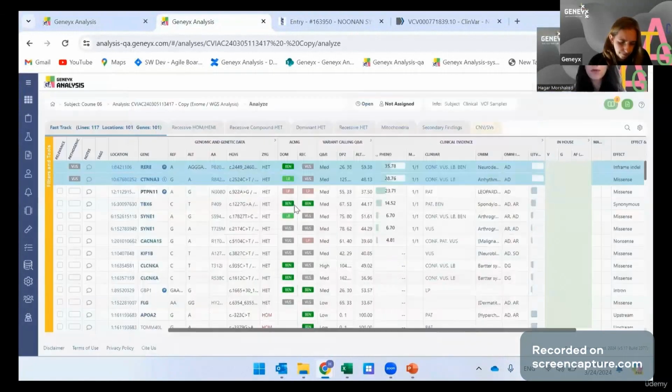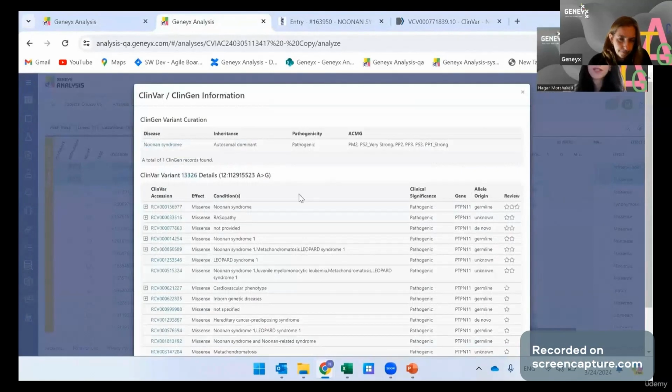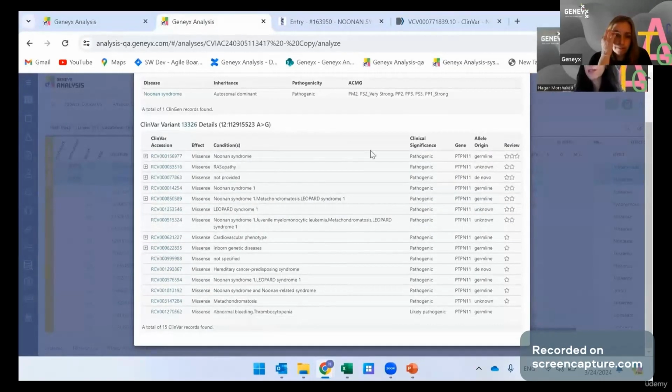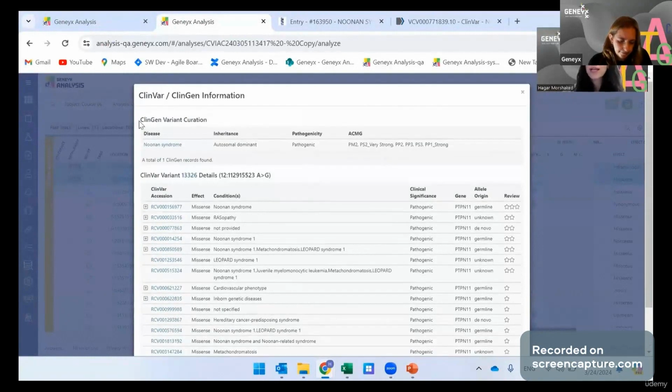What's even more important about this variant is that if I go to ClinVar, I would see that this is a pathogenic classified variant, actually with almost dozens of different submissions. It also has a ClinGen variant curation, which is extremely helpful.